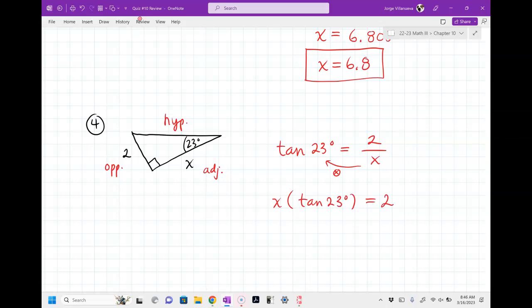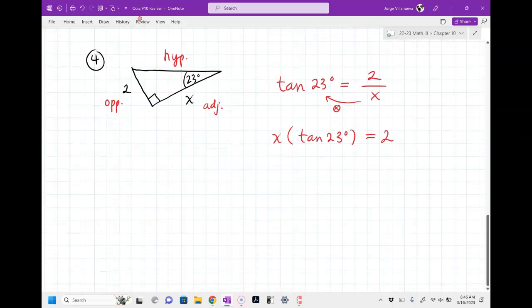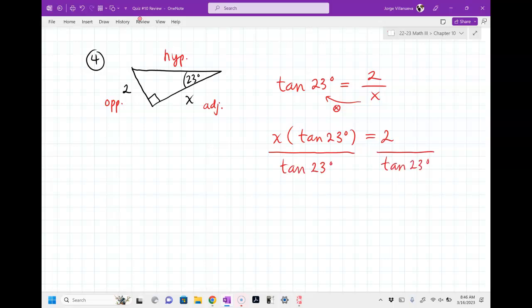Now again, I'm not going to calculate tangent of 23. What I'm going to do is divide by tangent of 23 as a whole, okay? I'm not going to make it into a decimal. I'm just going to write it out like this, because that's going to cancel on the left side. This will cancel out. All you have left is x and then whatever the result of 2 divided by tangent of 23 is. So I'm going to go ahead and type that in, 2 divided by tangent of 23.